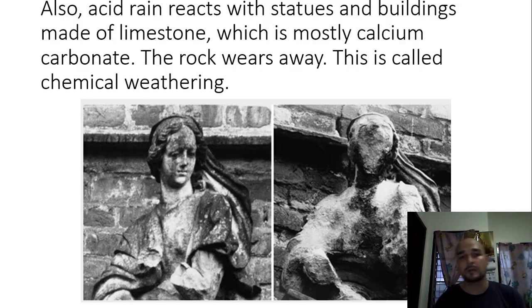So what happens here? Well, with acid rain, you have carbonic acid and nitric acid in the air in the atmosphere. Also, volcanoes are a natural cause of these types of acids, these types of compounds. They react with water during a rainstorm.